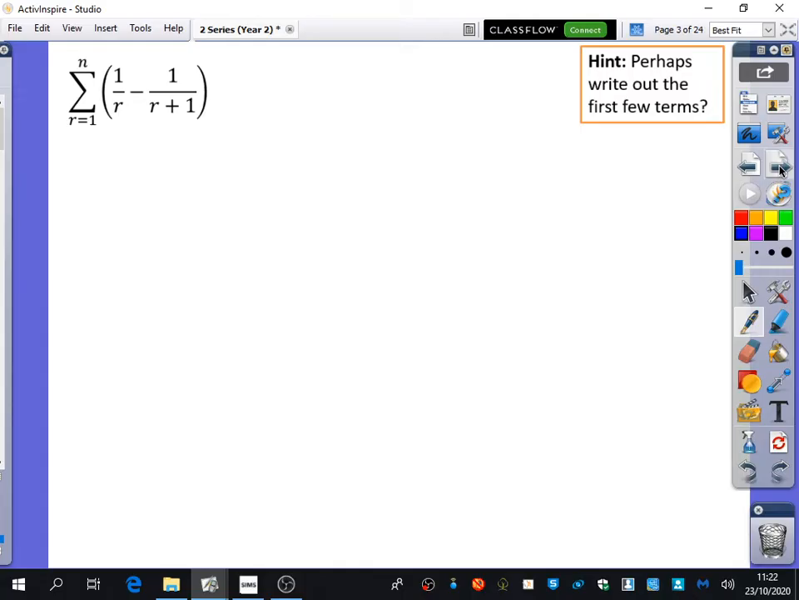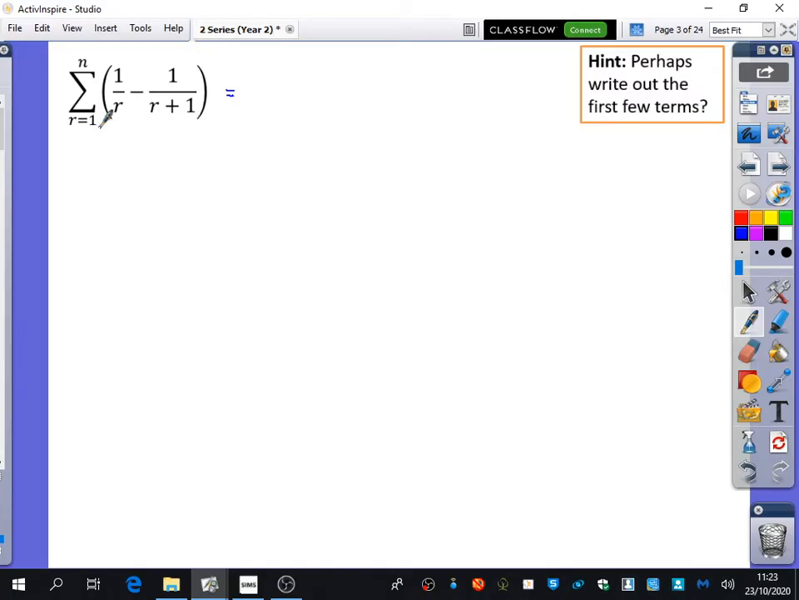And I'm sure you remember what all of the notation actually means. So I've said here, hint, perhaps write out the first few terms to see what is actually going to happen when we do this particular series. So we're going to use those ideas from the start of the lesson to see how we might be able to work this one out. Now, you obviously couldn't use your year 12 technique for this because we don't know what the sum of 1 over r is, and we don't know what the sum of 1 over r plus 1 is. All we know is the sum of r squared, and r cubed.